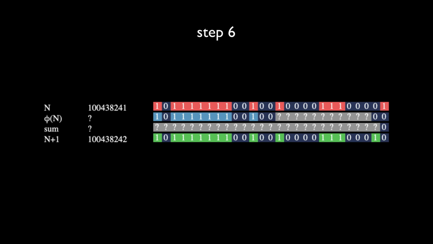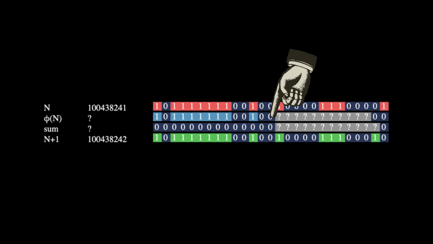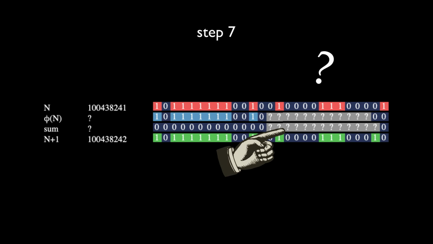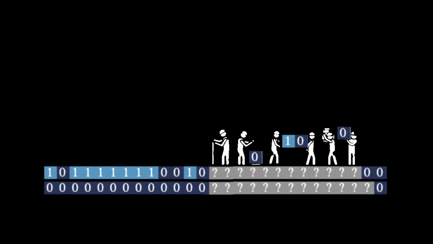Step 6. We know that S is much smaller than n. It is approximately twice the square root of n. So let's set the first half of its bits to 0. And to be safe, we'll go with a little less than half. Step 7. Now we have a bunch of unknown bits that need to be filled. With sufficiently small semiprimes, there are ways to fill in the missing bits in a reasonable amount of time.